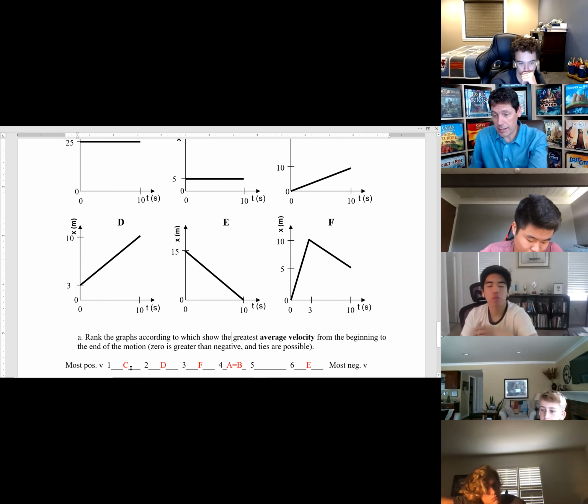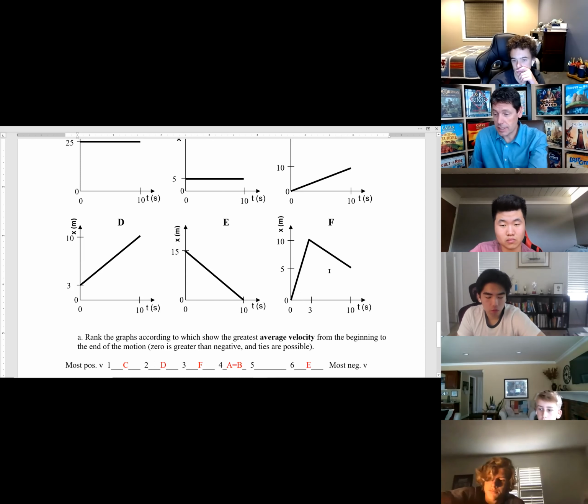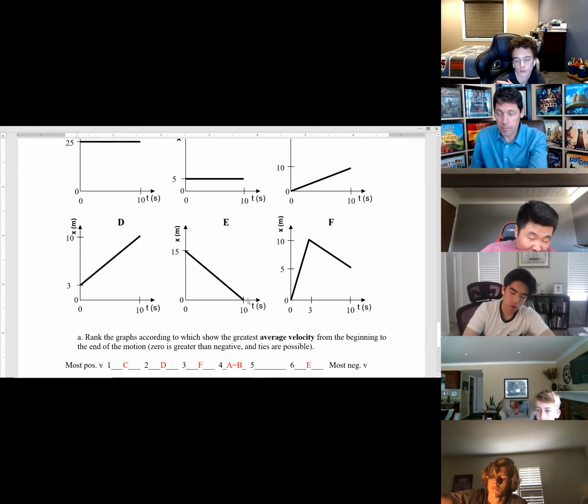So if we look at the ranking, C was the most positive because it is +1. D was next because it is +0.7. F was next because it's +0.5. And then A and B are tied because they were both 0. And then E is the most negative. It's the only one that was negative at -1.5.